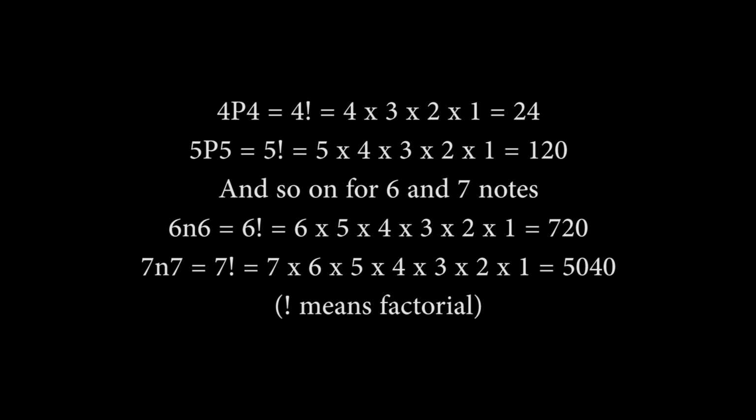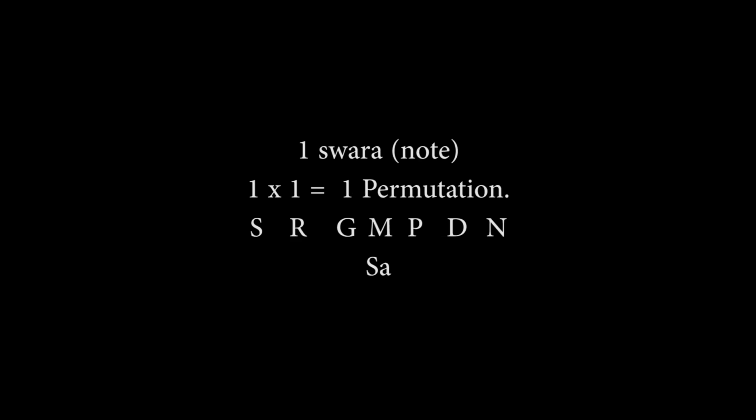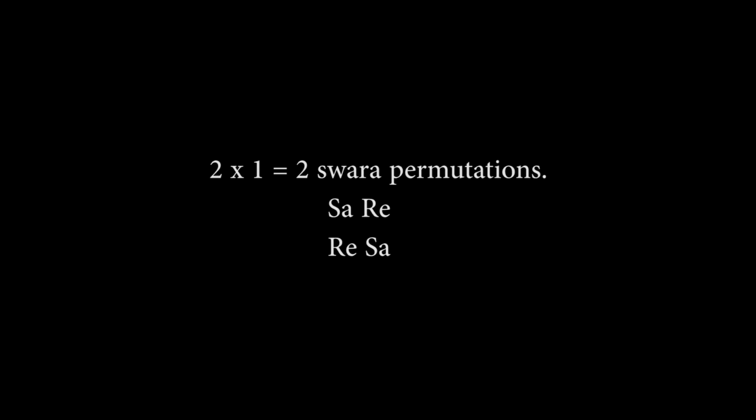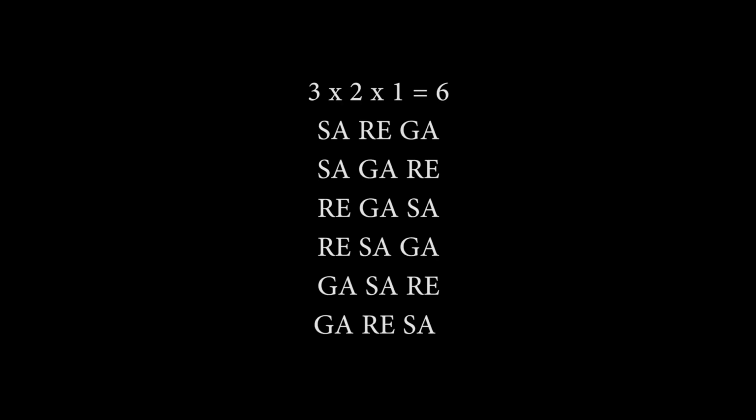Now let us apply this by laying out the swar. Let us take one swar, one note. That will give us 1 multiplied by 1, which equals 1 permutation. Now let us take 2 swar. This will give us 2 multiplied by 1 equals 2 swar permutations. In that case, it will be sa re and re sa. Now let's take 3 swar. This gives us 3 multiplied by 2 multiplied by 1, which equals 6 permutations.